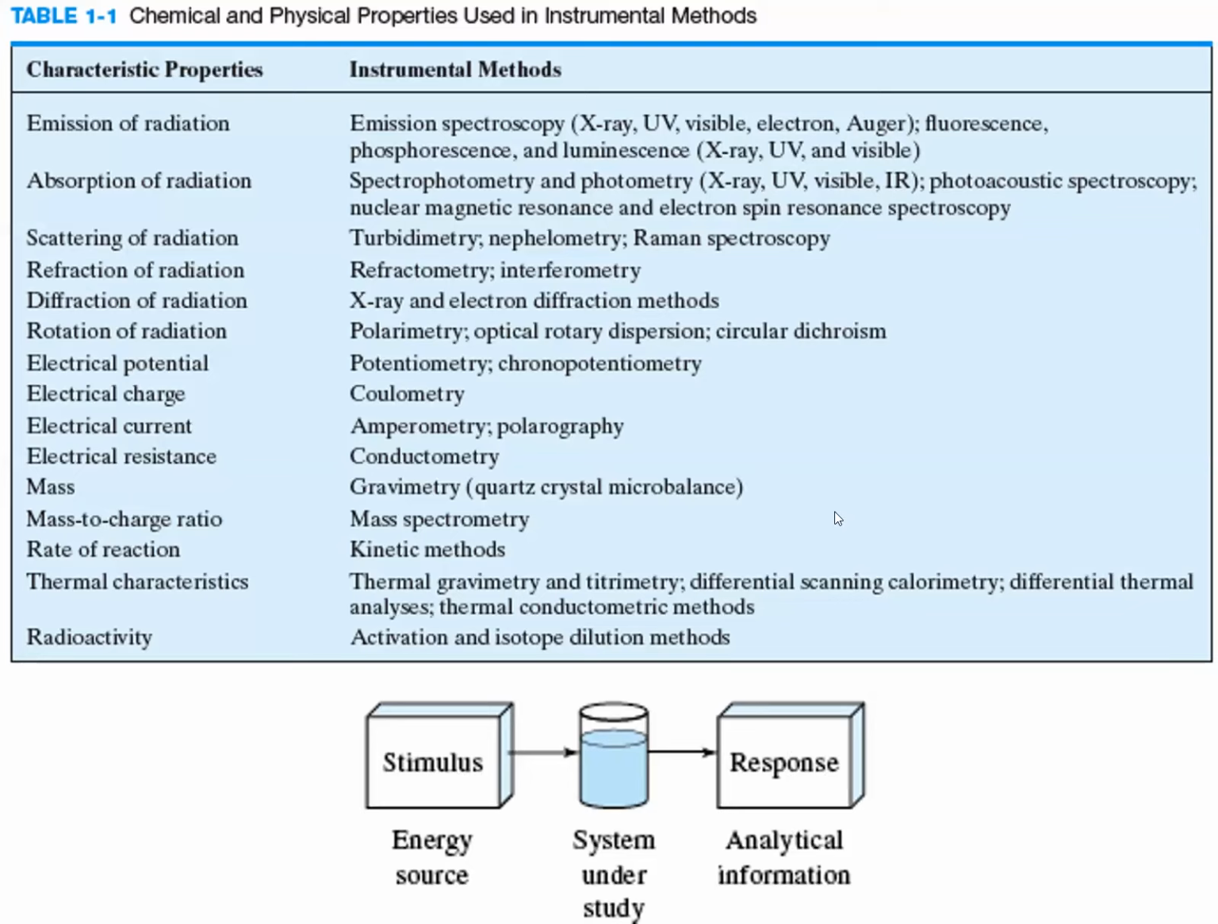So this table here is important. Make sure you understand the three categories of characteristic properties that we probe. We use radiation. We use some voltage, charge, current, resistance, or mass to charge ratio, or we use some thermal characteristics to tell us about the behavior of any one given analyte or substance.